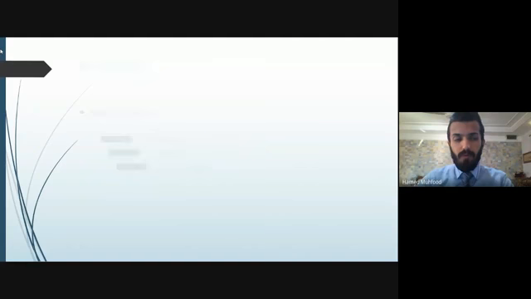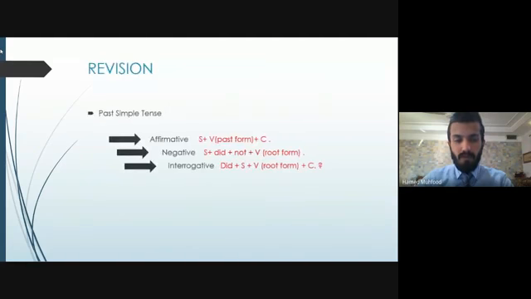So now we move to the interrogative sentences. How to form an interrogative sentence using the past simple tense? We form the interrogative sentence in the past simple tense by using also the auxiliary verb did, which should be at the beginning of the interrogative sentence, at the beginning of the question.